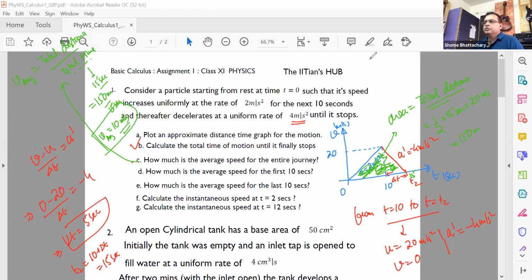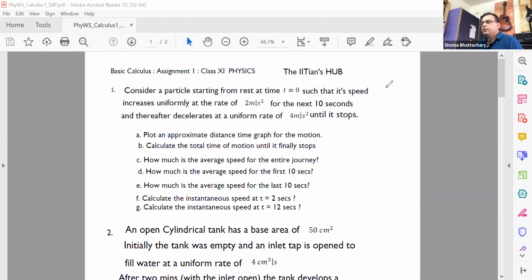Now another thing I could have used to calculate the total distance was this information: from 0 to 10 seconds, our initial velocity was 0 and our acceleration was 2 meters per second squared. So the distance traveled in this part, let's say S1, will be equal to half a t squared. So 1 by 2 into 2 into 10 squared, which should be equal to 100 meters. That's the distance traveled in the first part.